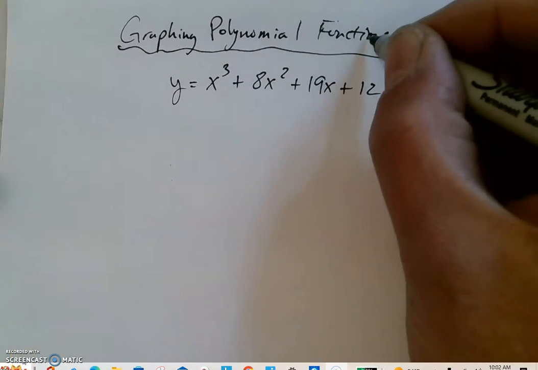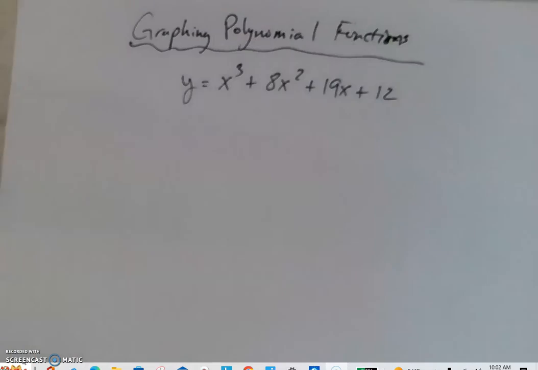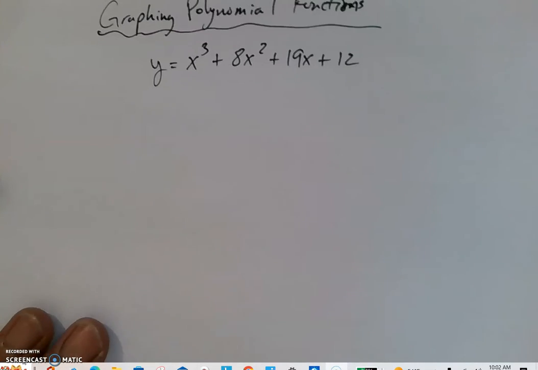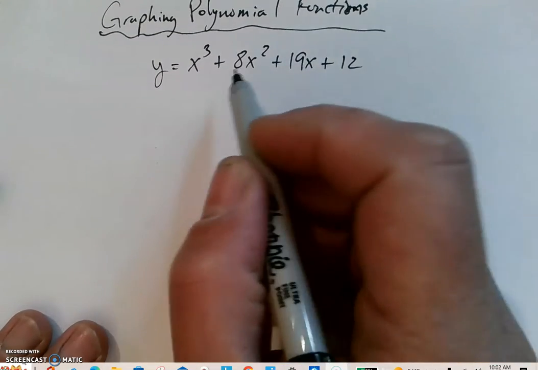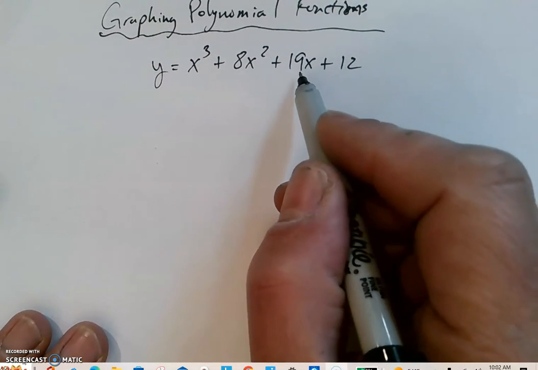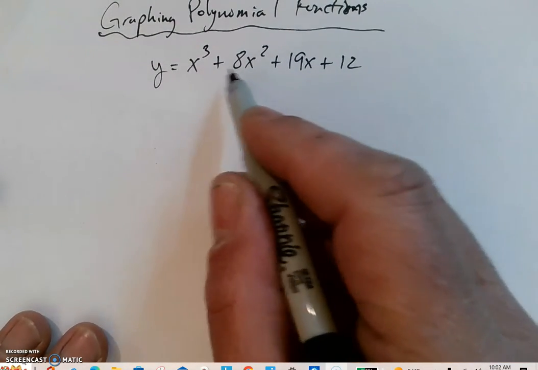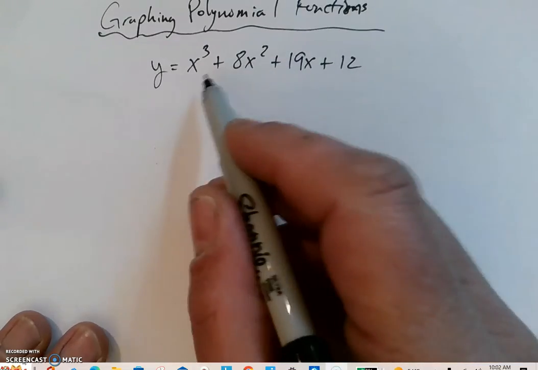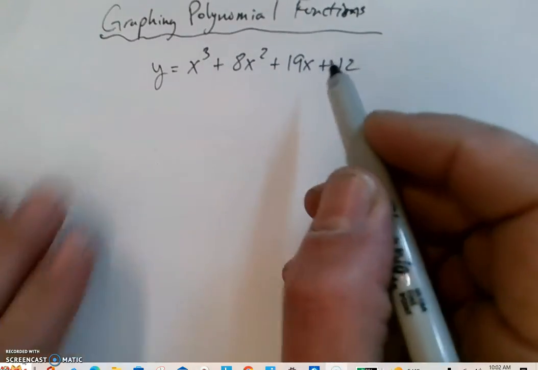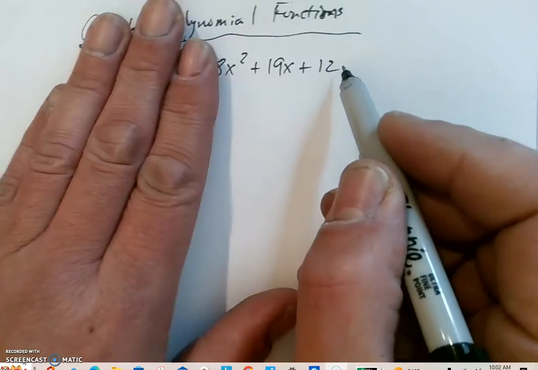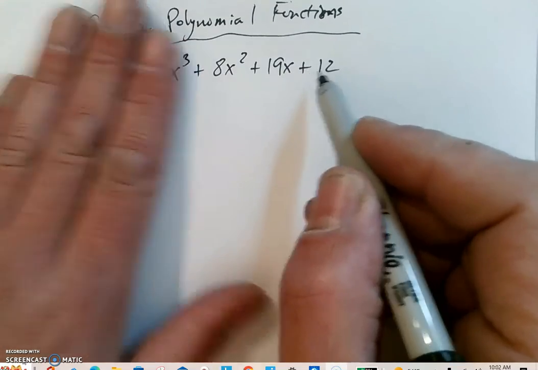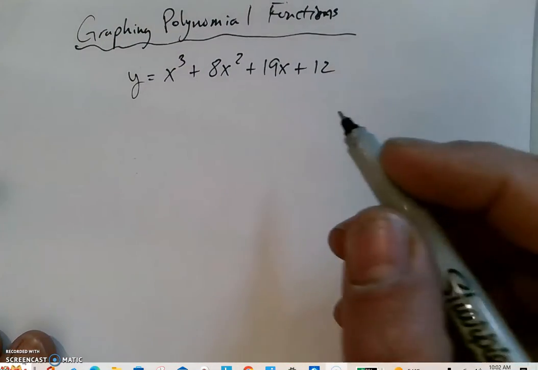All right, students, this video is going to talk about how to graph polynomial functions. A polynomial, again, is something that looks like this. 12 is a term, 19 is a term. Each one of these is a term added to another term. So this one's a polynomial because 2 terms would be a binomial, 3 terms would be a trinomial, and after that we just call it a polynomial.